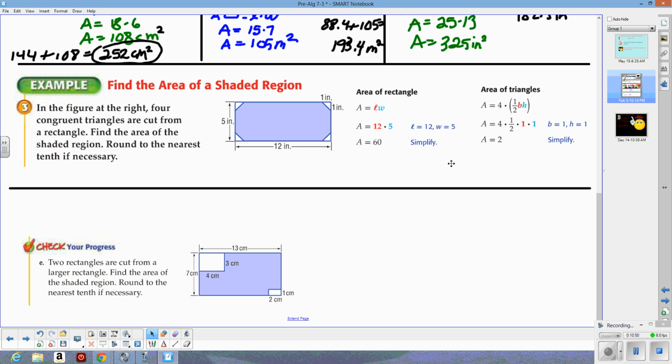Now this time, instead of adding them, we're going to subtract, because we took those and cut them off and threw them away. So 60 minus 2, or 58 square inches, is the area of the shaded region.